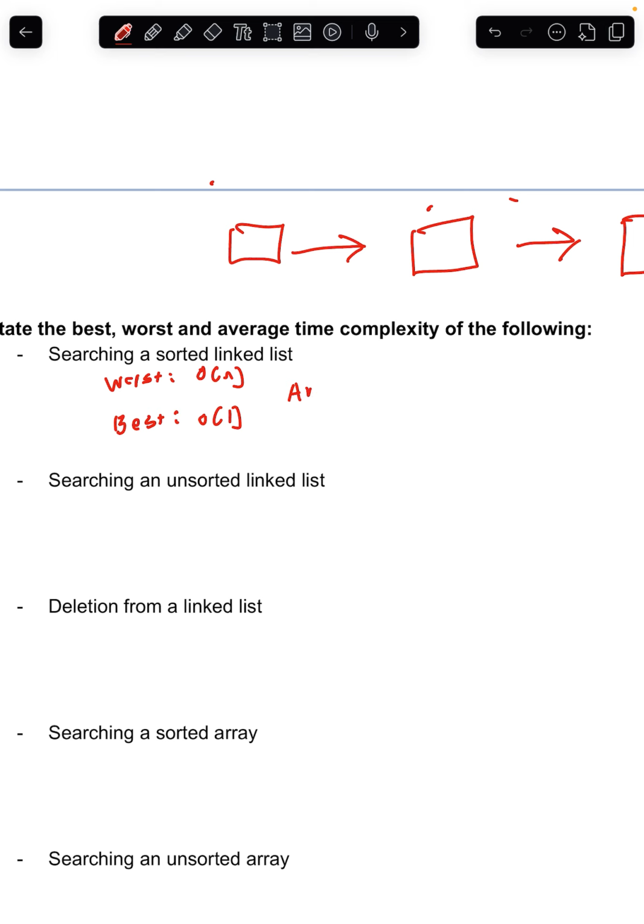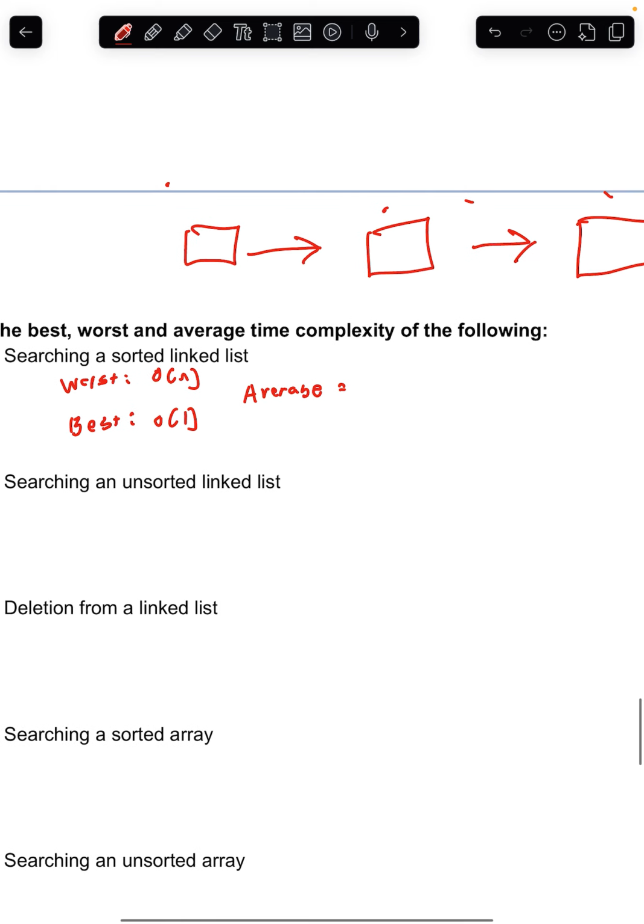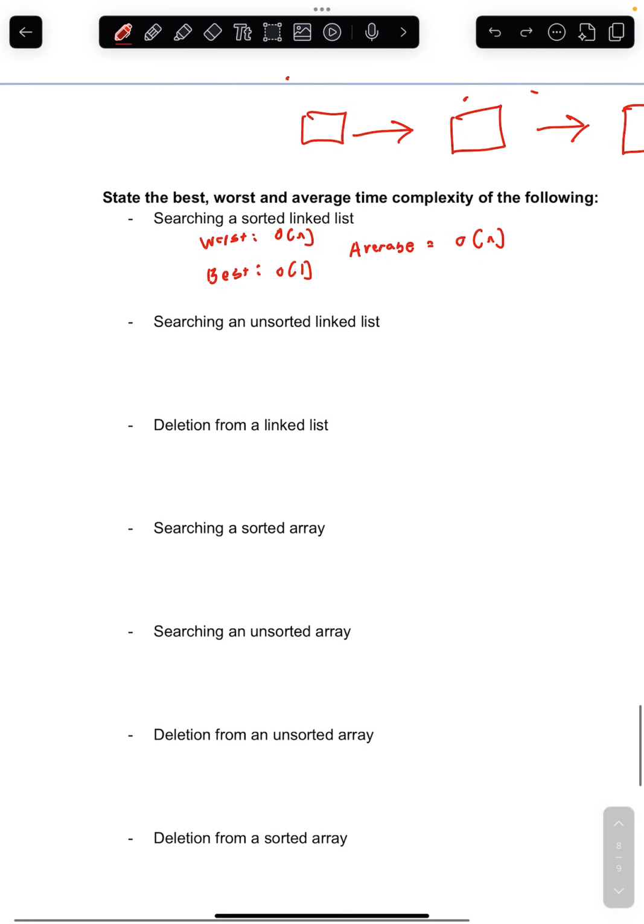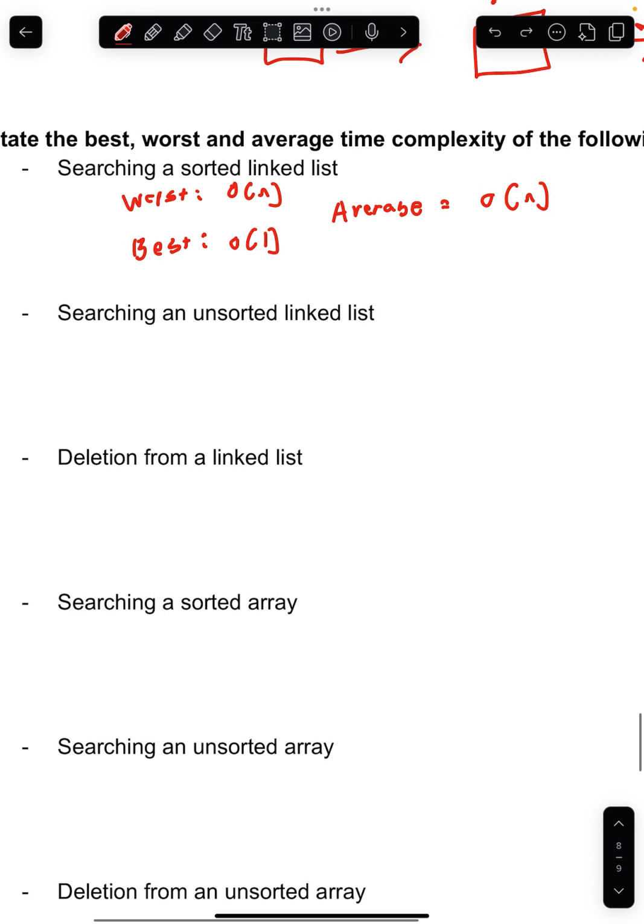And then average, you'd think the average would be maybe the element in the middle of the list. So you do 1/2 N operations maybe. That's just going to be O of N. And you want to drop all coefficients, that's why it's O of N. You want to think of this very heuristically, very generally. Don't pigeonhole yourself into a certain case.